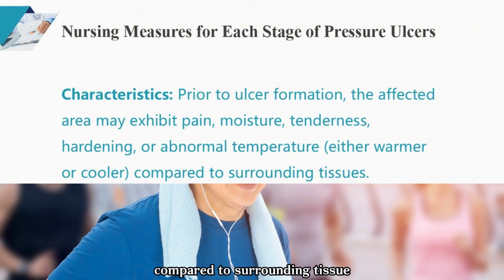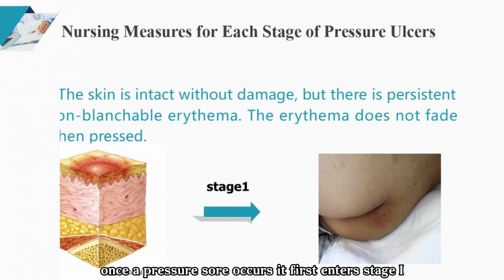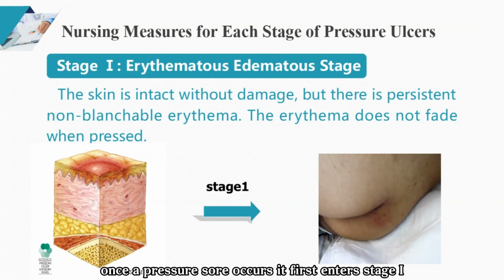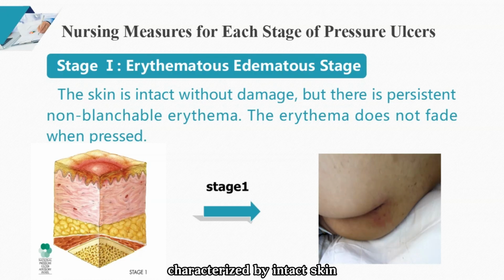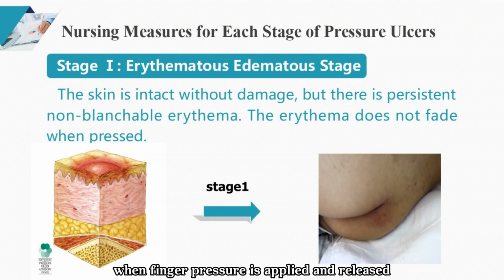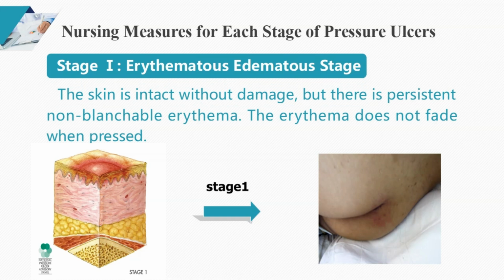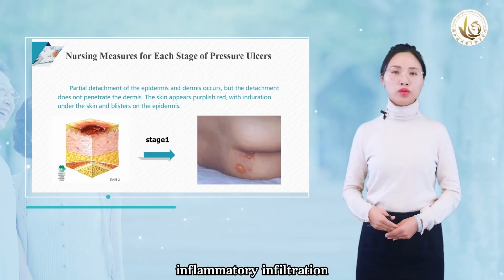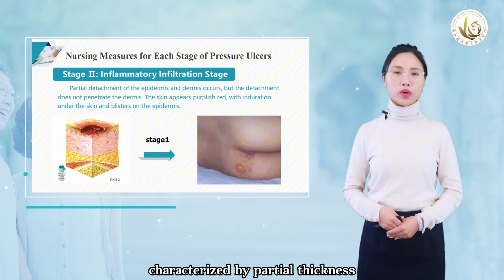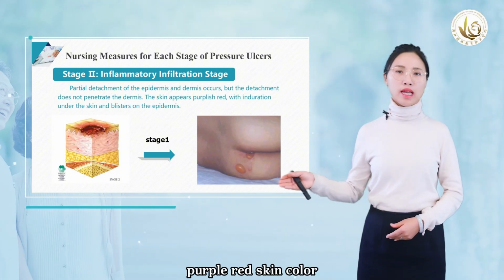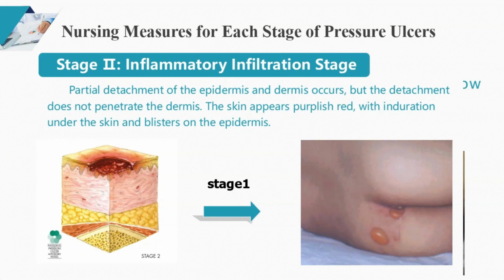compared to surrounding tissue. Once a pressure sore occurs, it first enters stage 1, blanching erythema, characterized by intact skin with a persistent red mark that does not fade within 30 minutes. The red mark does not blanch, turn white, when finger pressure is applied and released. Next is stage 2, inflammatory infiltration, characterized by partial thickness skin loss, purple-red skin color, subcutaneous induration, hardening, and blisters on the epidermis.